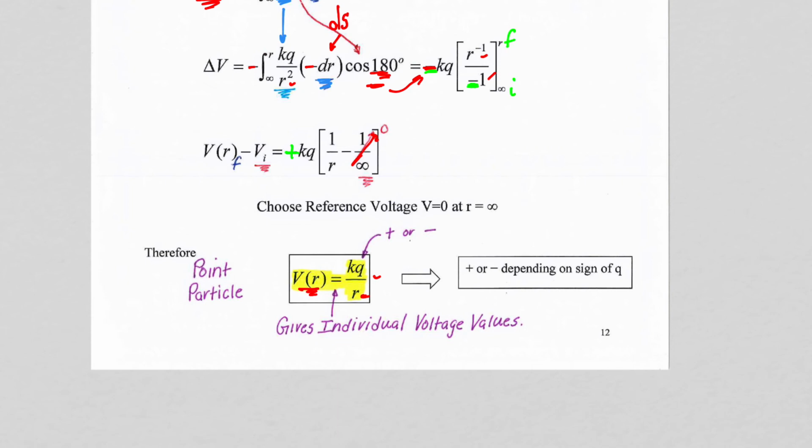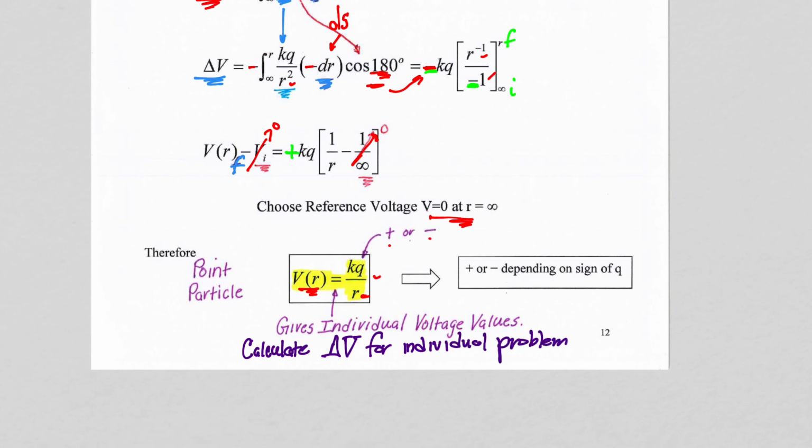Delta V, don't forget about that. Delta V is always final minus initial. So we lose the initial here by our choice of reference, and we will be plugging in the positive and negative for the Q's in our voltage equations. And again, this gives us our individual voltage values. It is always delta V that has the physical meaning, so calculate delta V for individual problems.